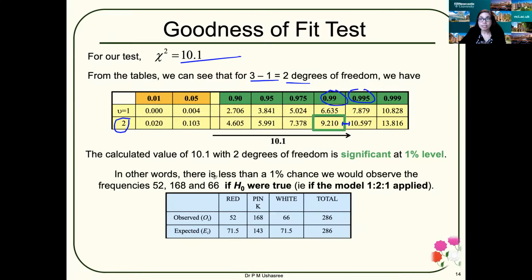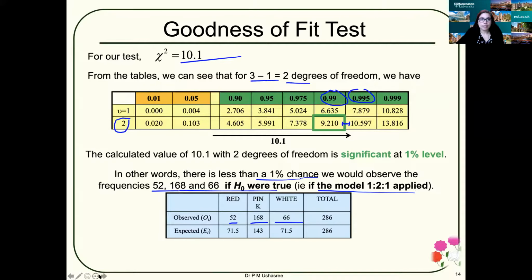In other words, we can also say that there is less than a 1% chance we would observe the frequencies. This is our experimental data. There is less than a 1% chance that we would observe the frequencies 52, 168, and 66 if the null hypothesis were true, that is, if the model is applied.